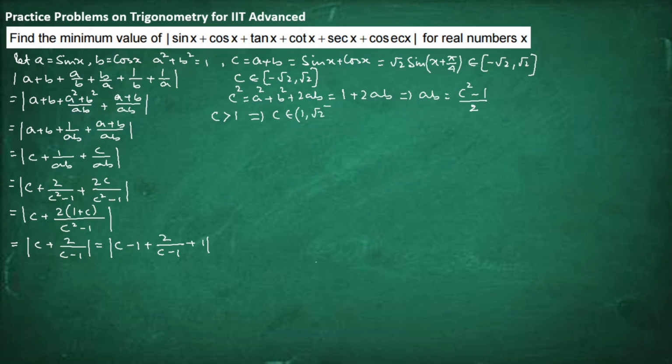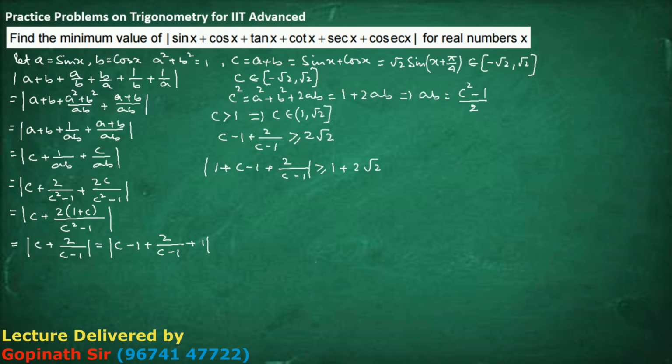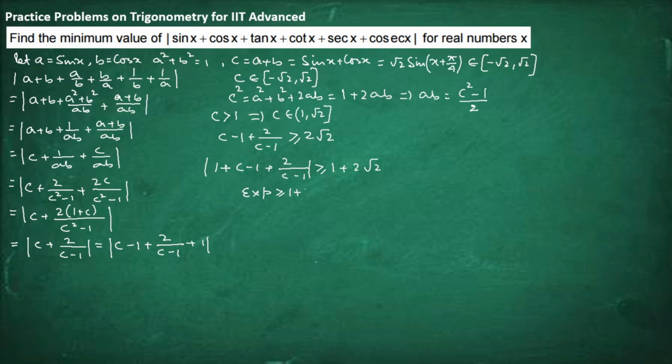Now, if we assume that C is greater than 1, that is, C is lying between 1 and root 2, in that case, (C minus 1) plus 2 by (C minus 1) is greater than or equal to 2 root 2 by applying arithmetic mean greater than or equal to geometric mean. Now adding 1 on both sides, and if I take modulus of that, we are getting that our expression is greater than or equal to 1 plus 2 root 2.